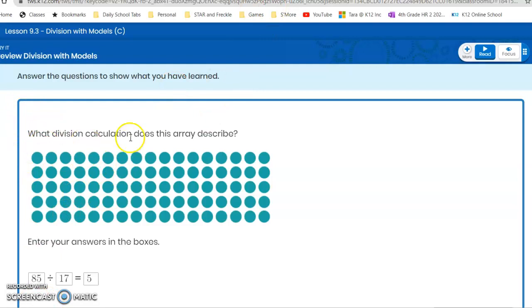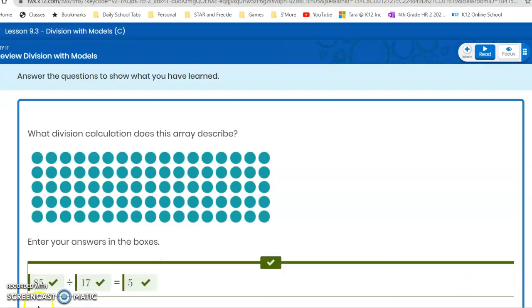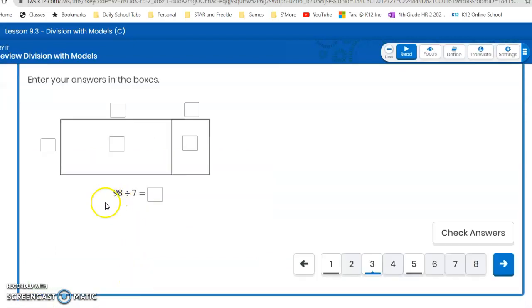What division calculation does this array describe? Well, there is 5 rows, 17 columns, 85 altogether, but since this is a division problem, we're going to turn that around to 85 divided by 17 equals 5. We got it. Okay, so let's take a look at 98 divided by 7 equals what?